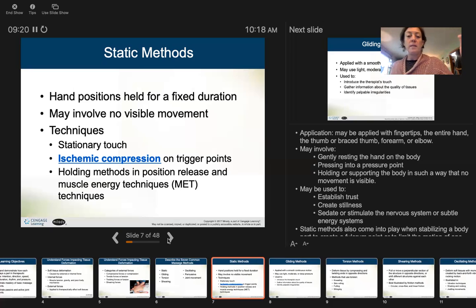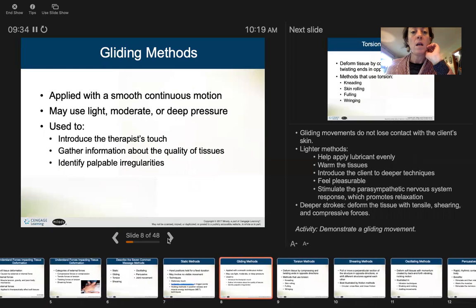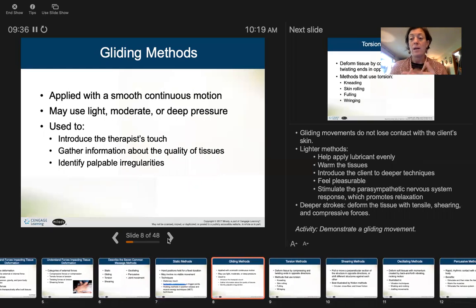And then holding methods in position to release, like the muscle energy techniques, which we haven't talked about too much, but some of the stretches, maybe. I don't know. Work on that one. Gliding methods: effleurage, deep gliding, feather strokes. You can use your light, moderate, or deep pressure. It can be the way you spread your oil, the way you introduce your touch. It can be how you palpate, figure out the quality of the tissues.